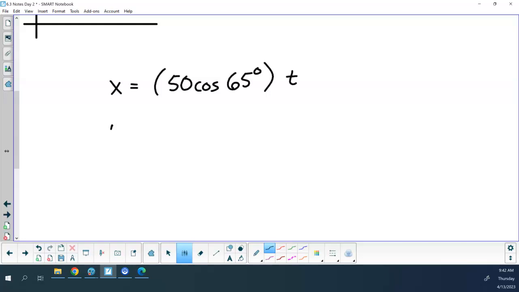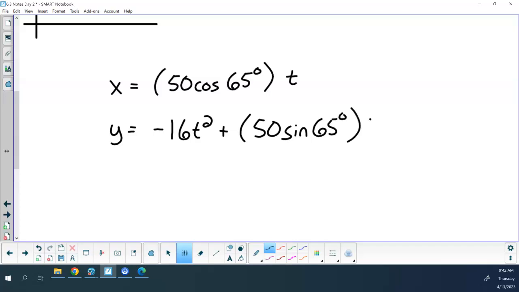My y is going to be negative 16 t squared plus 50 sine of 65 degrees times t, then plus 30. See how I created that equation out of your highlighted equation?